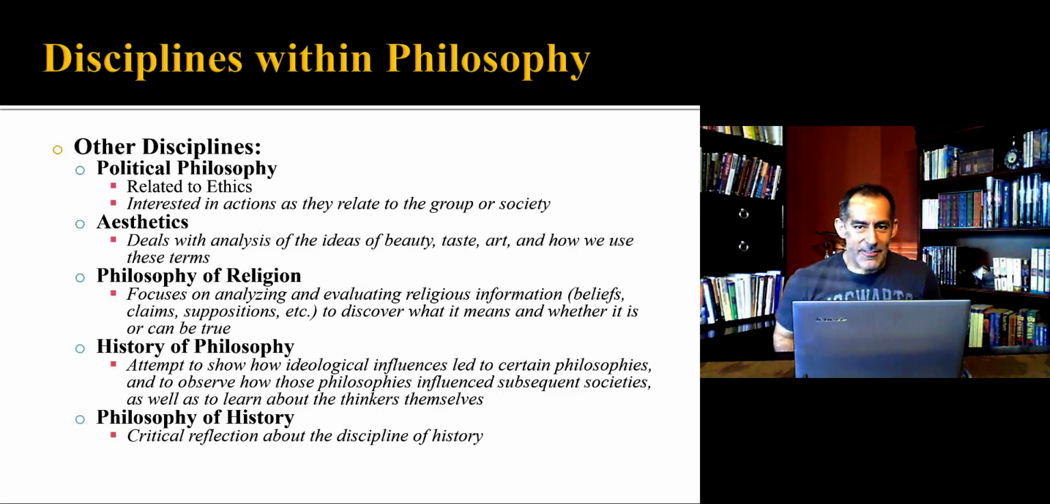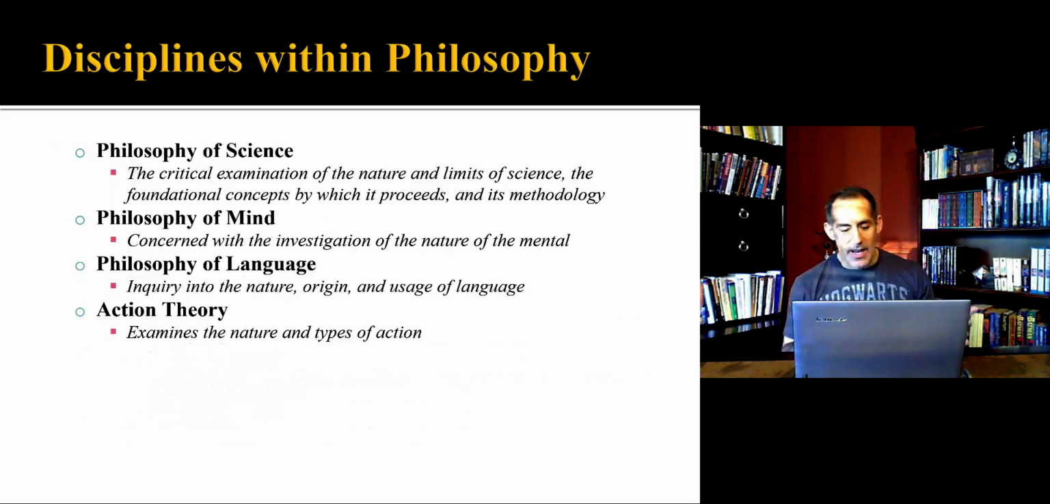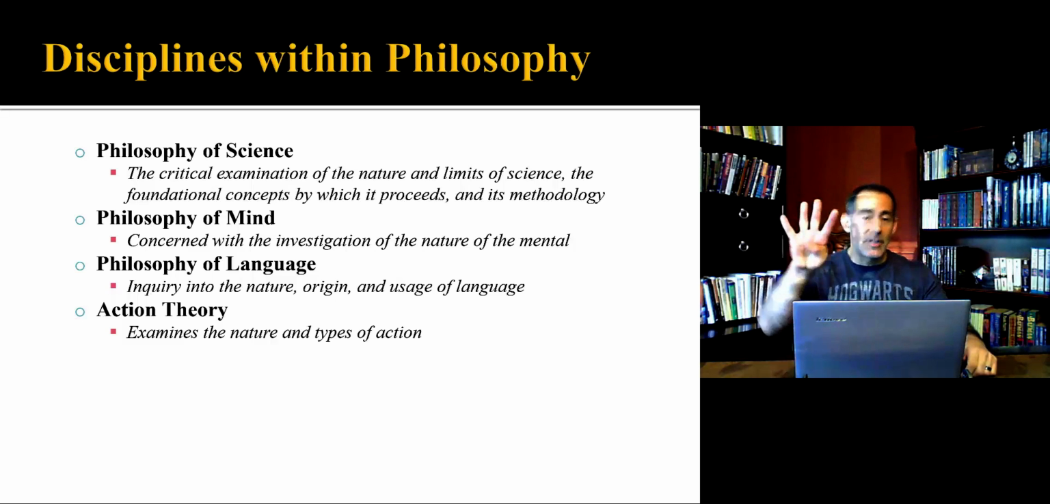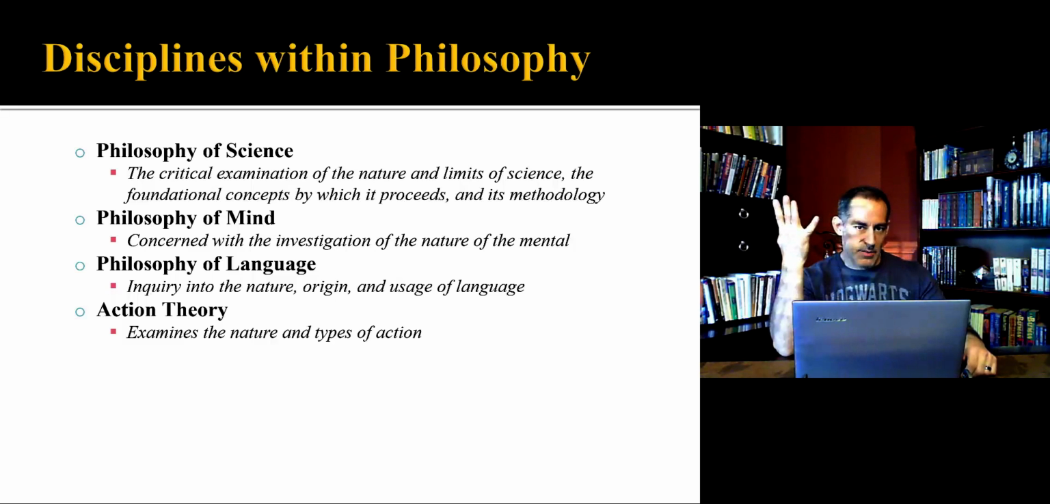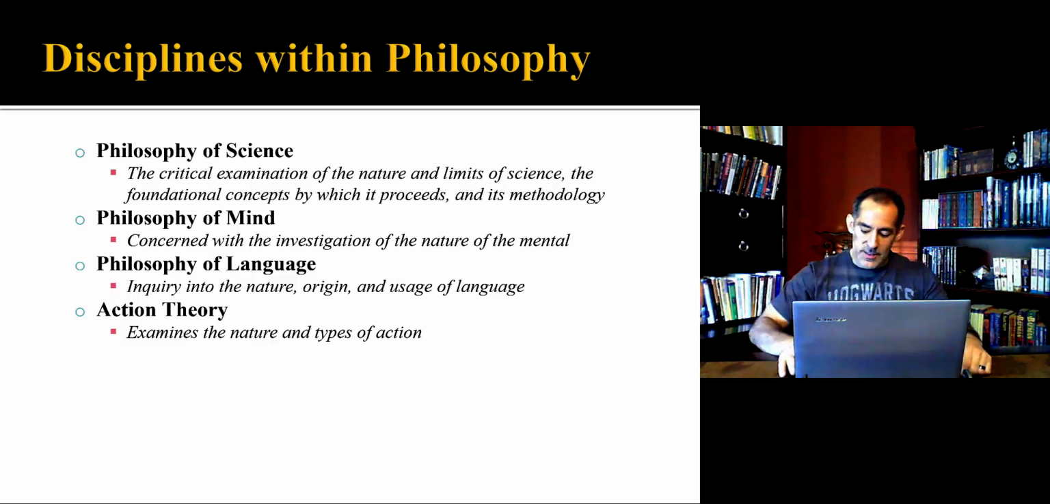I know this is a rather lengthy video presentation, but bear with me. Other disciplines, I'll just read through these. I'm not going to define all of them, but there's political philosophy and aesthetics, philosophy of religion, history of philosophy, as well as philosophy of history, which sounds really weird, but those are different things. You can look back at the PowerPoints if you want to get a little bit of an idea of what the differences are. Philosophy of science, philosophy of mind, philosophy of language, action theory, and you could probably add a whole bunch of other things to this category. But I just want you to know the four main branches of logic, metaphysics, epistemology, and ethics. And I'm sure there's going to be a question on the test about those.